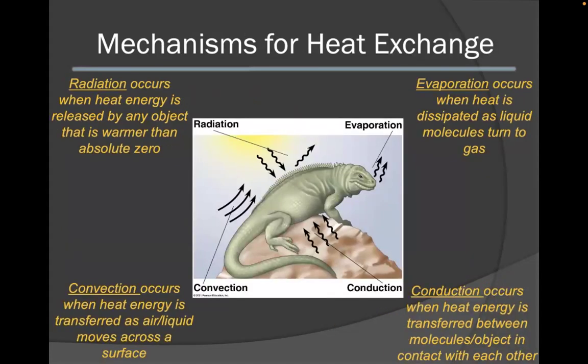There are many different mechanisms involved for the exchange of heat between an organism and its environment. These can involve radiation, when heat energy is released by an object that is warmer; evaporation, when heat is dissipated as liquid molecules turn into gas, as in sweating; convection, when heat energy is transferred, either as air or liquid moves across a surface; or conduction, when heat energy is transferred between molecules or objects that are in contact with each other.